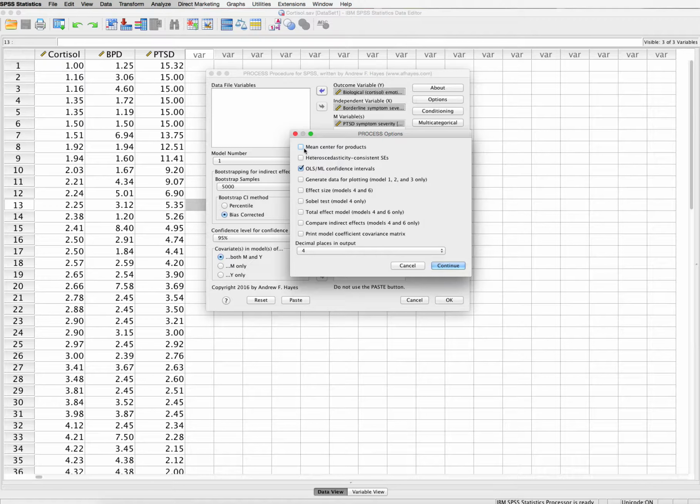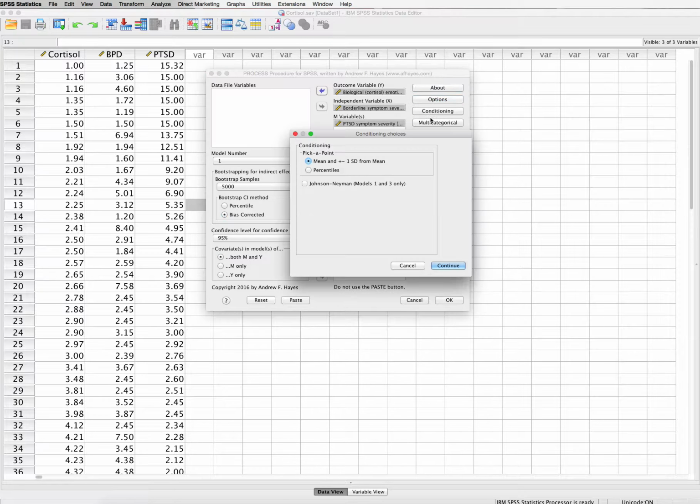In options, we are going to mean center the products. We are interested in the heteroscedasticity-consistent standard errors. We also want to generate plots. Hit continue. For conditioning, we're going to keep mean plus and minus 1 standard deviation. This is basically used to run the simple slope analysis. We're also interested in the Johnson-Neyman technique, basically testing for significance beyond just the points of mean and standard deviations. So we'll select that.